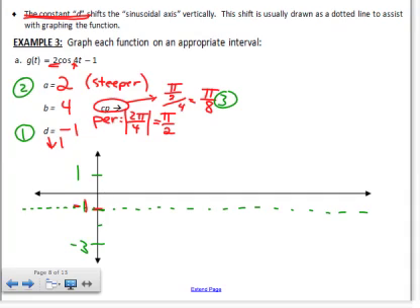Now we've taken care of that, and now we're going to mark off our pi over 8s. We want to see 2 cycles. How long is it going to take for 1 cycle to occur? Pi over 2, because that's 1 period. So we need to at least graph to pi. Okay, so we're going to graph to pi.